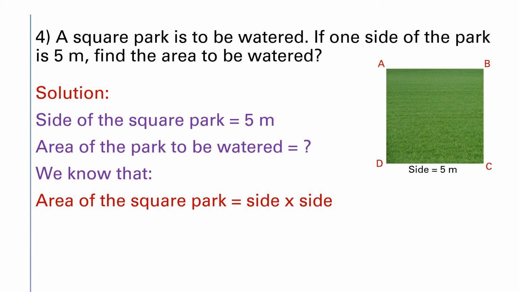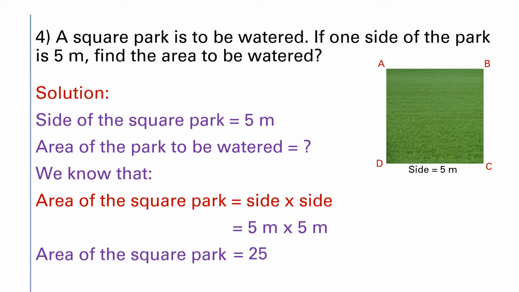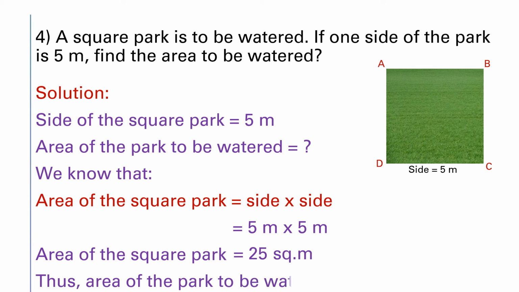Now put the value. Side is equal to 5 meters. So write down 5 meters multiplied by 5 meters. Now do the multiplication. 5 5s are 25 and meter multiplied by meter we get square meter. So area of the square park is equal to 25 square meter. Thus area of the park to be watered is 25 square meter.